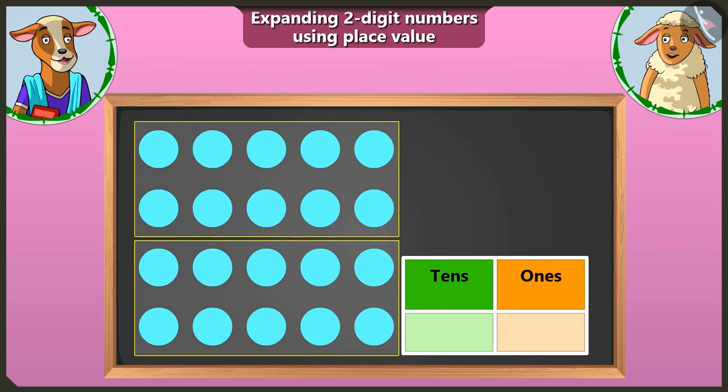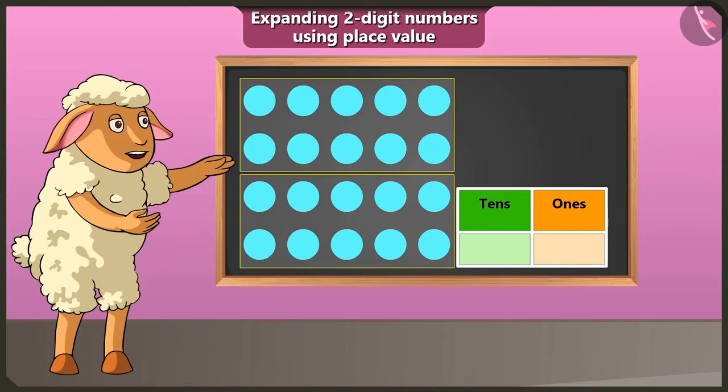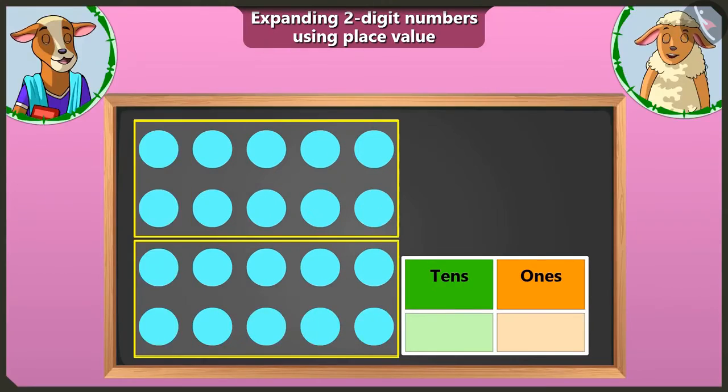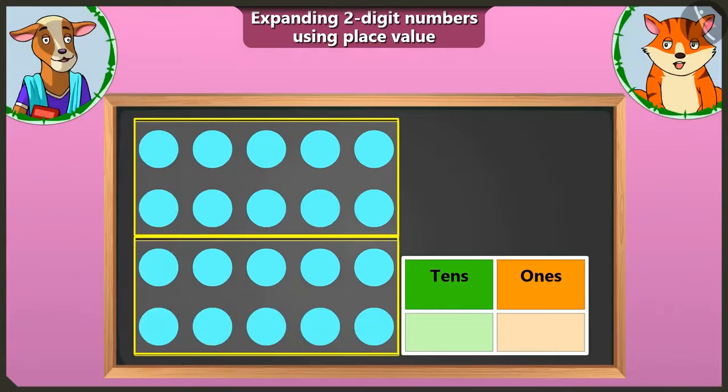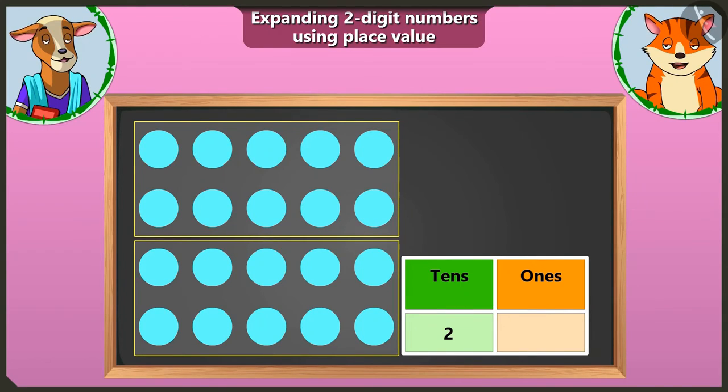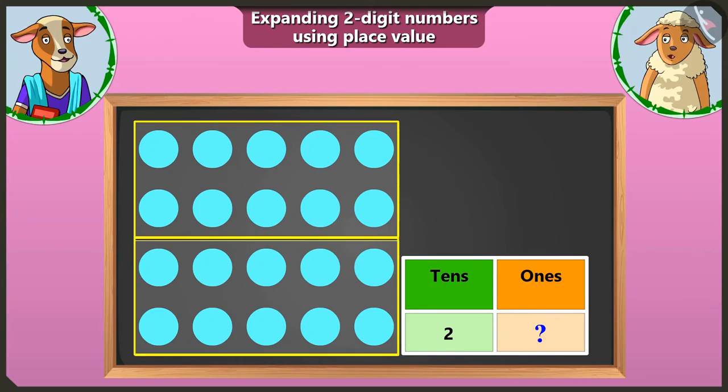So how many groups of 10s are here? There are 2 groups of 10 here. So how will we write this? There are 2 groups of 10, so we have to write 2 in the tens box. That's true, Billy. And what do we write in the ones box? But there is not even one circle left. So what shall we write? There is not even one circle left. So we will write 0 in the ones box.